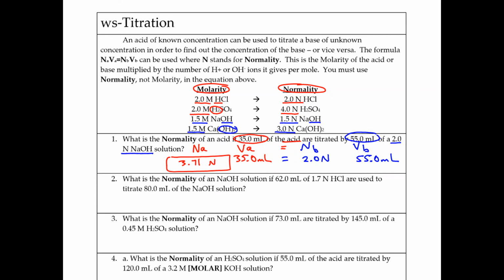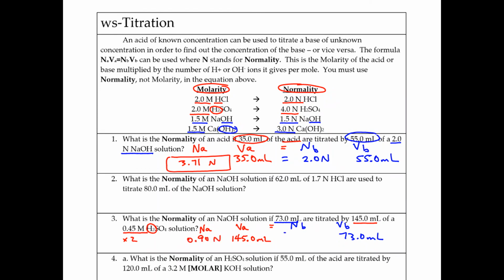Now a tricky one would be number 3. So let's do that one together. NaVa equals NbVb. So we know that the base has 73 milliliters. So that's going to be over here, 73 milliliters. We know that the acid had 145 milliliters used for the titration. So that goes over here. Now they're telling me it's a 0.45 molar H2SO4. There are 2 H's in there. So you actually have to double this molarity. So that's going to come out to be 0.90 for the normality.